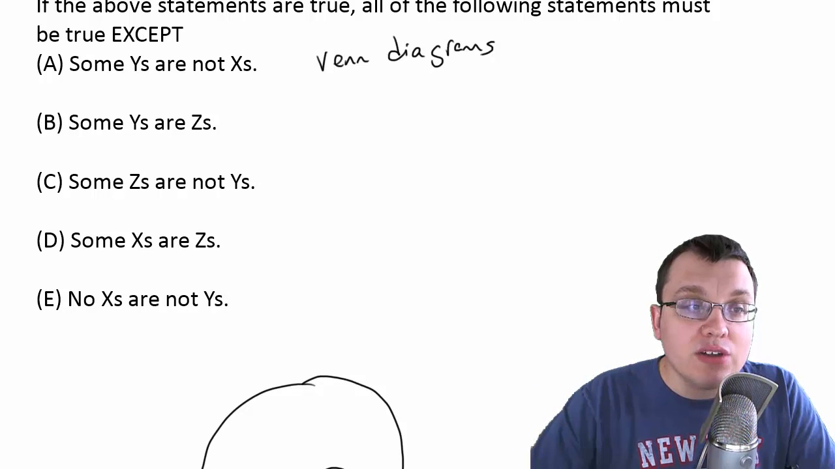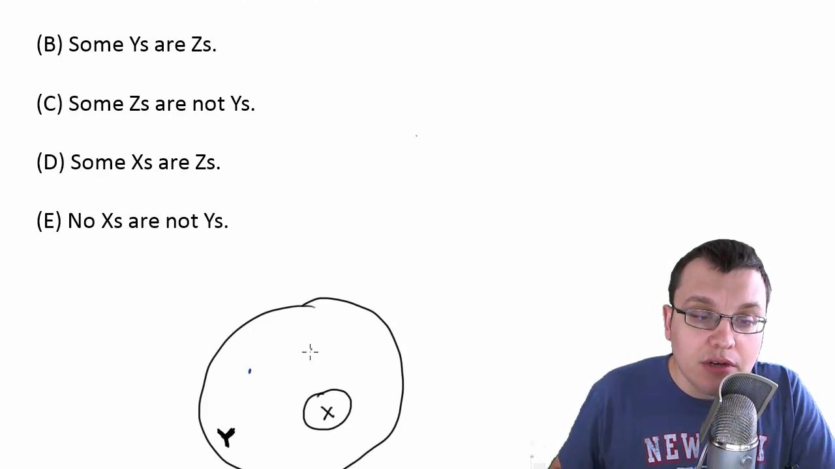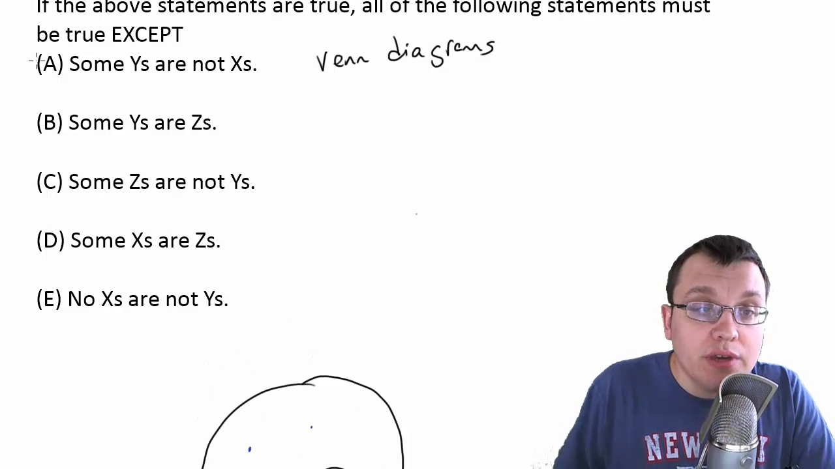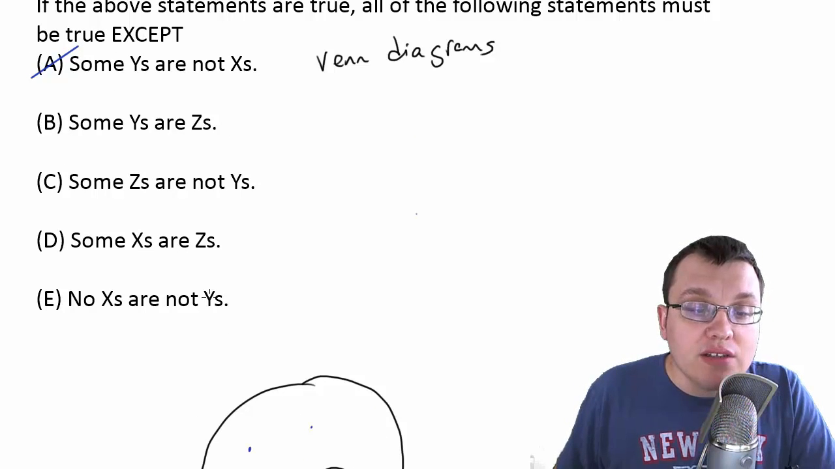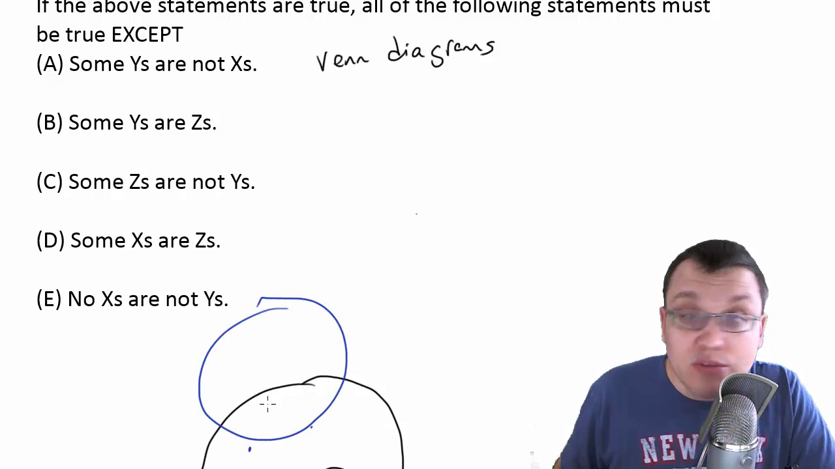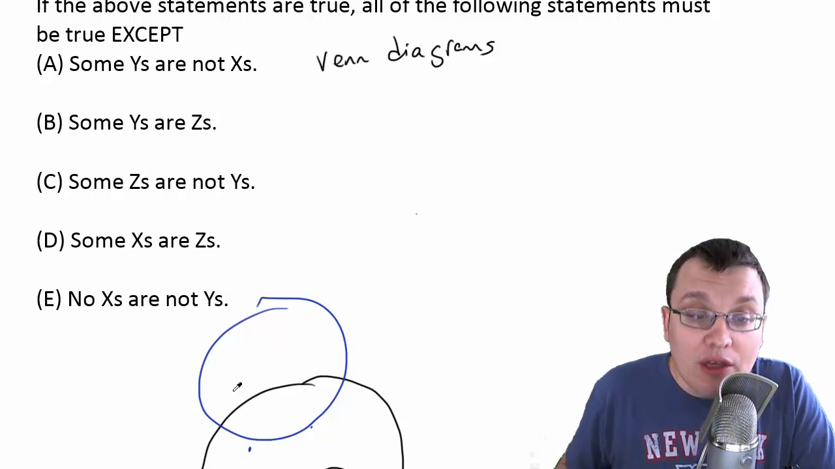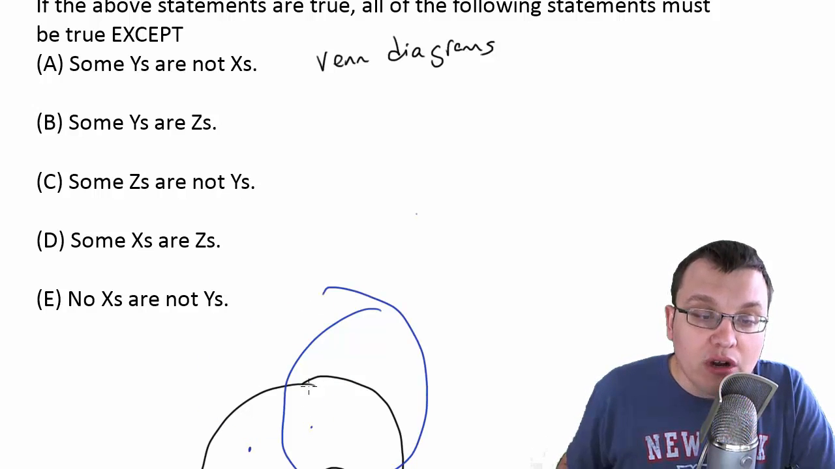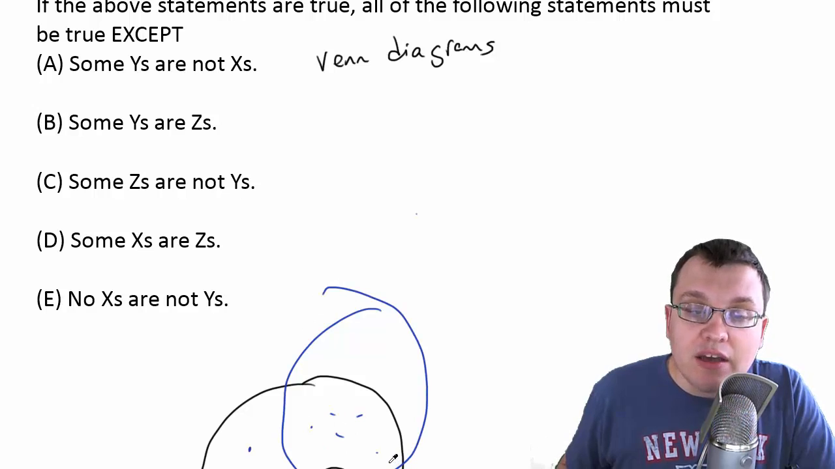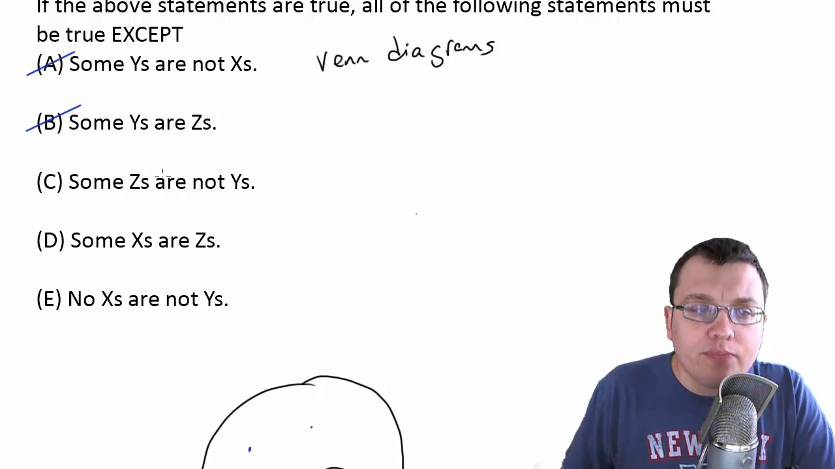Choice A: some y's are not x's. Does that have to be true? Yeah. Notice here are some y's that are not in the x circle. So A is true, we can get rid of it. Choice B: some y's are z's. We were told that some z's are y's, which must mean that some y's are z's. That goes together. It doesn't matter whether we draw it like this or like this. There will always be some y's that are also z's. So we can get rid of B.